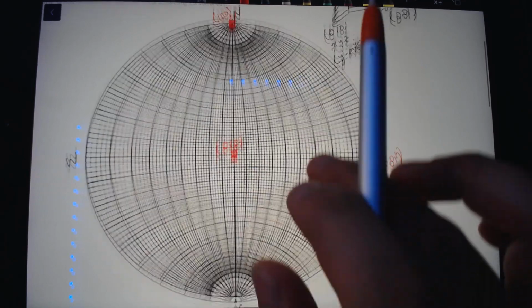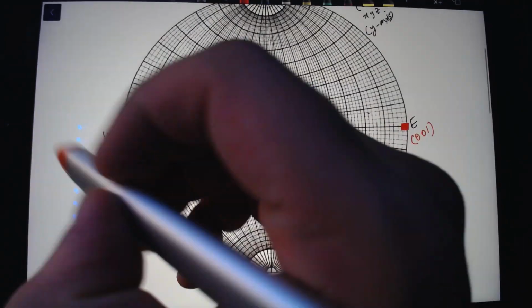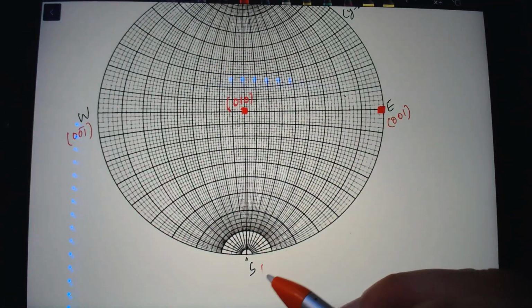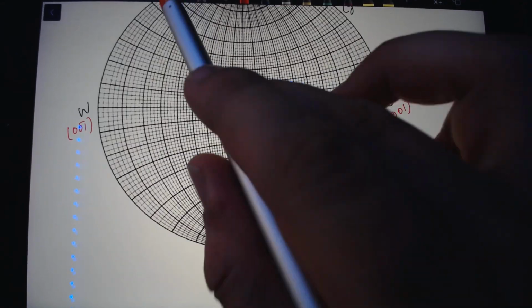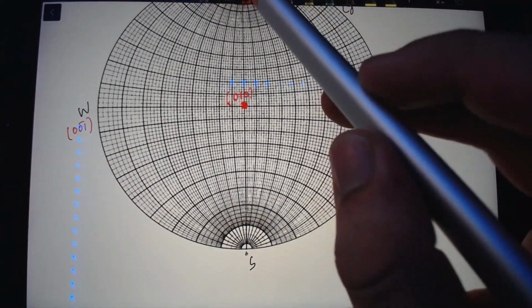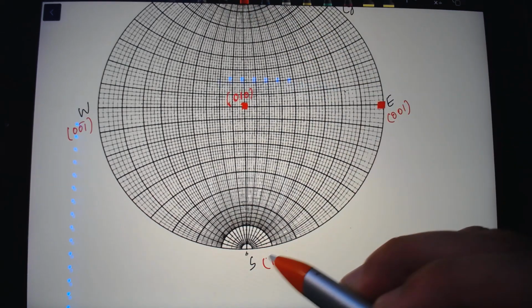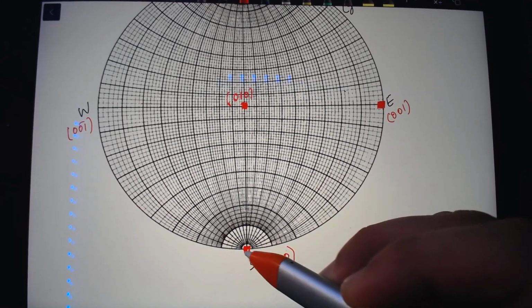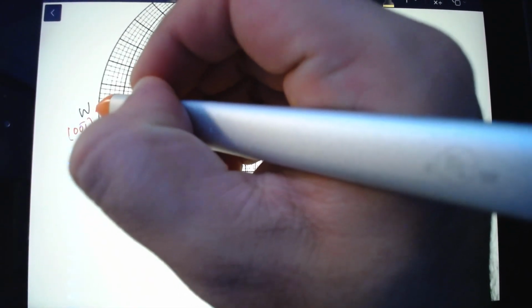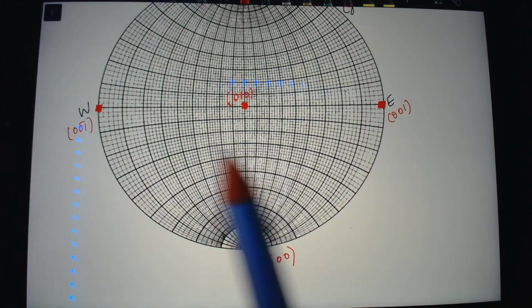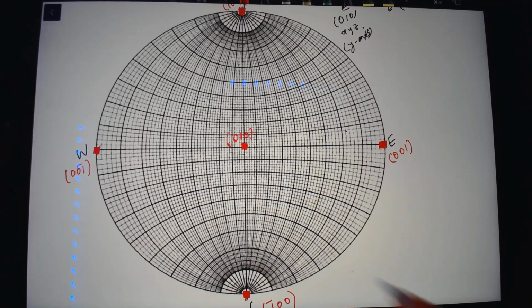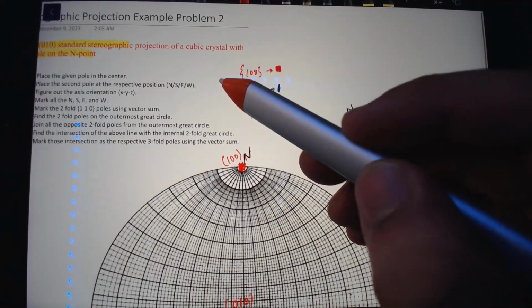And then if you remember, the remaining ones, the south and the west, would just be the opposite. So this would just become 0, 0, 1 bar, and then the north was 1, 0, 0. So this will just become the opposite of that, or the negative of that. And then here it will have another square, and same on the west. And do not forget to mark these squares with the appropriate and correct corresponding notation. So these are all the two-fold planes. So we are done with the two-fold planes.